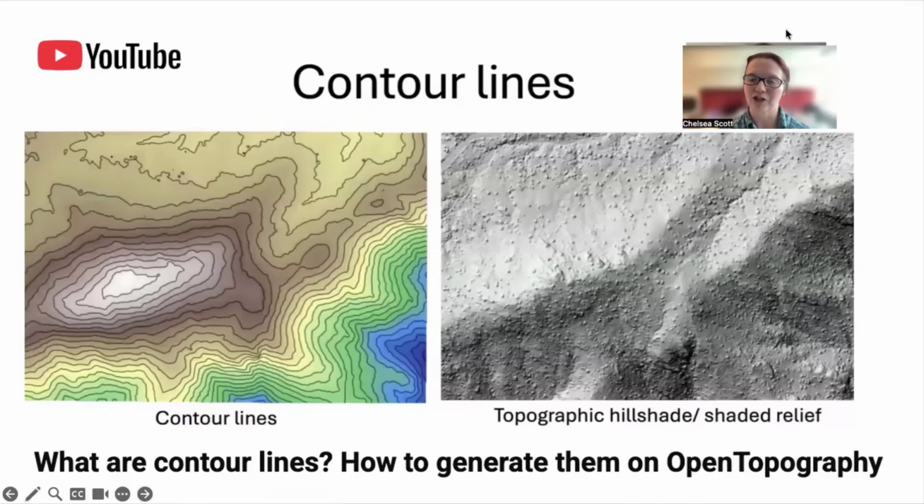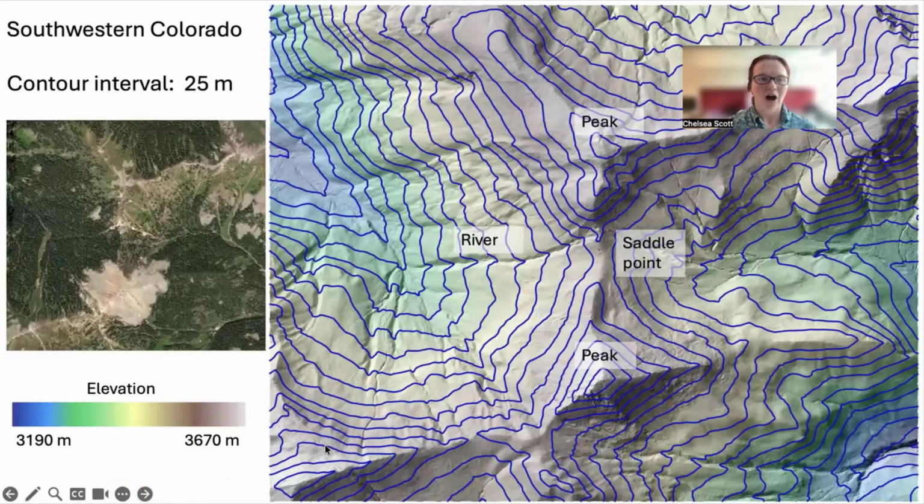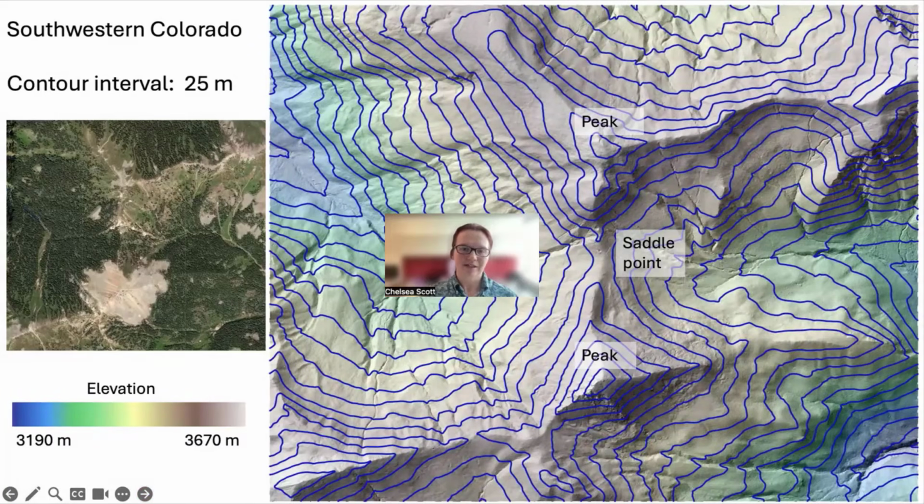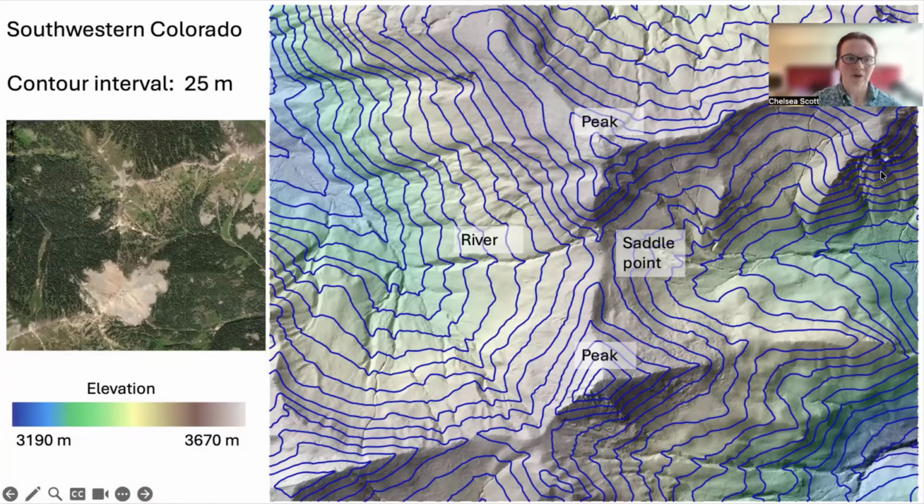All right, so I'm now going to show you 3 examples of contour lines. Our first example is shown here, and we are in southwestern Colorado. And so here we have a map where I've plotted the topographic hillshade along with colored elevation, where blue is the lower elevation and brown to white are the higher elevations.